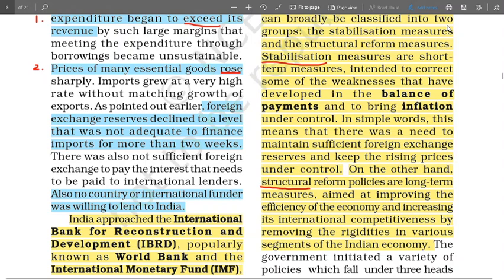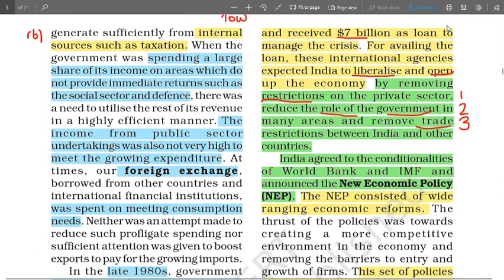Because of that, we had to approach the International Monetary Fund and the World Bank for loans, and they agreed to fund development programs, but with conditions. Conditions that if we don't reform, then it's the end, meaning we would not get that fund. So we received $7 billion as a loan to manage this crisis, and based on that, we had to adopt economic reform.